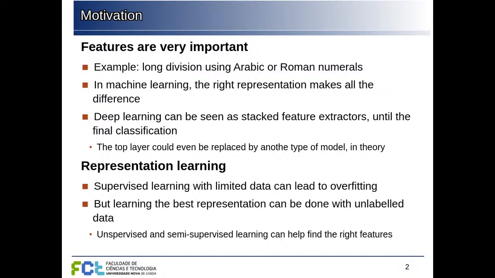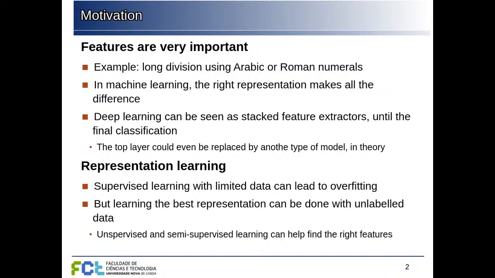In machine learning, this is also true. Those of you who already had machine learning know that if we have good features, then it makes a big difference relative to having features that provide a poor representation of the data. So one of the big things about deep learning that we've been seeing so far is that we can imagine deep networks as stacked feature extractors that learn to find the appropriate features, the good features to represent the data in order to simplify whatever task we have at the end, classification, regression, so on.